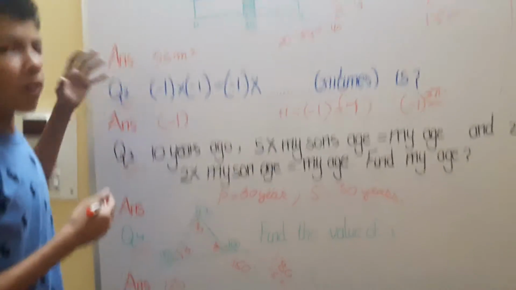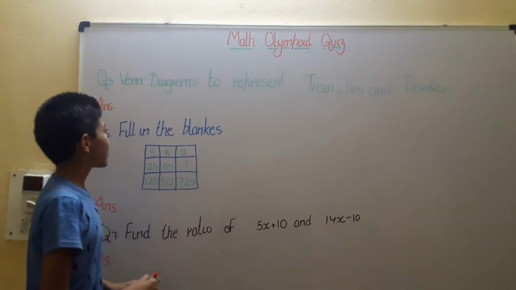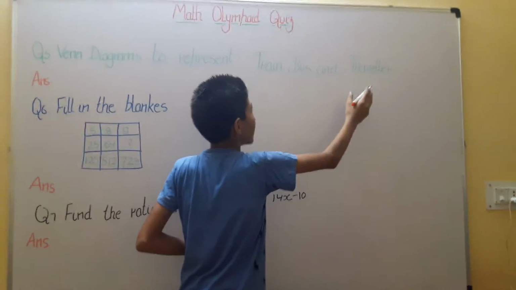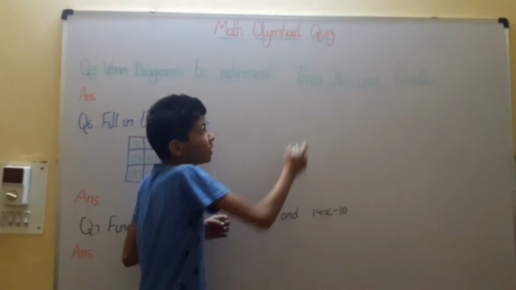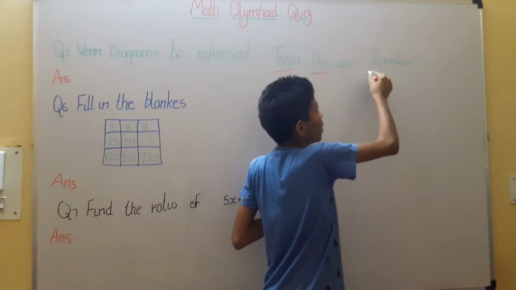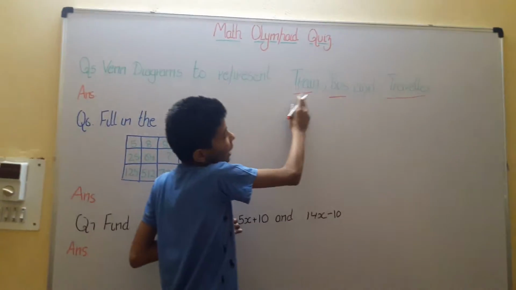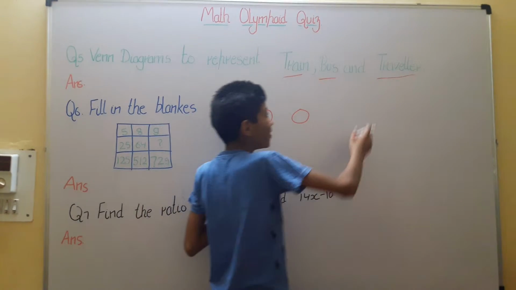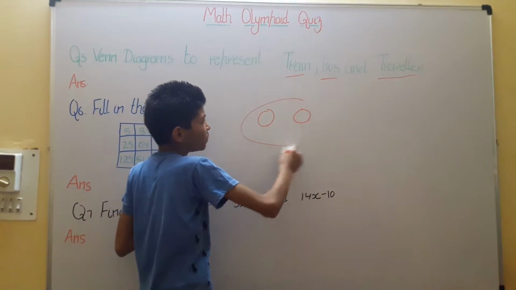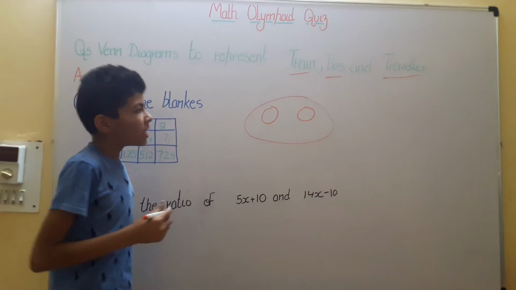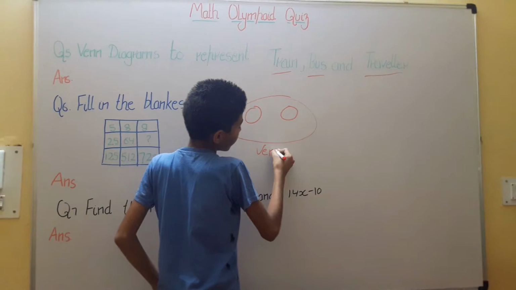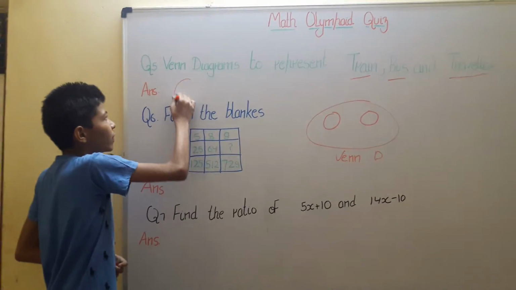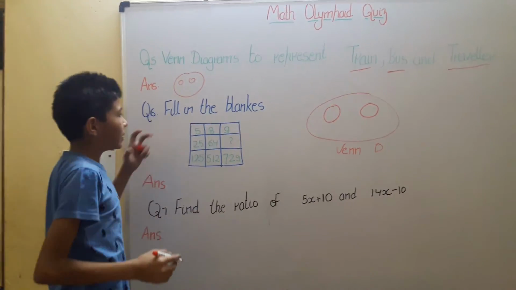So friends, let's move to the fifth question. The fifth question is a Venn diagram to represent the train, bus and traveler. First we have to learn about the similarities between the train, bus and traveler. The train and the bus are two different things, and a traveler can use either one for traveling. So here he has an option. This is our Venn diagram to represent the bus, train and traveler.